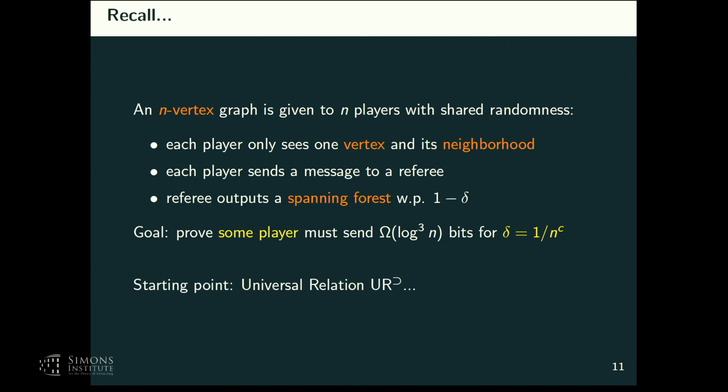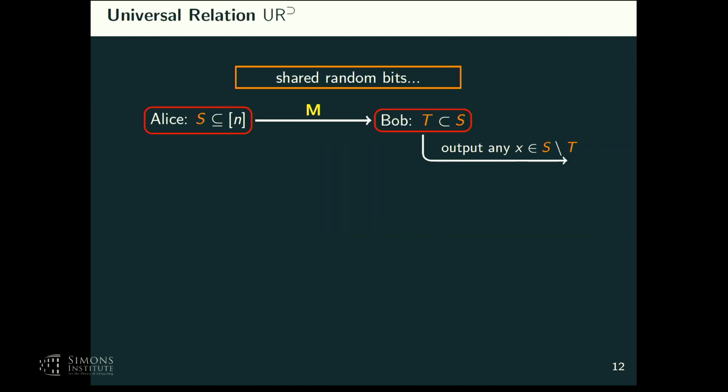So the starting point of the lower bound proof is the communication problem universal relation, and in fact, a special case of this problem in one-way communication. In this special case, we have two players, Alice and Bob. Alice gets one set, which you can think of as a binary string. So Alice gets one set S, and Bob gets another set T, which is a proper subset of S.